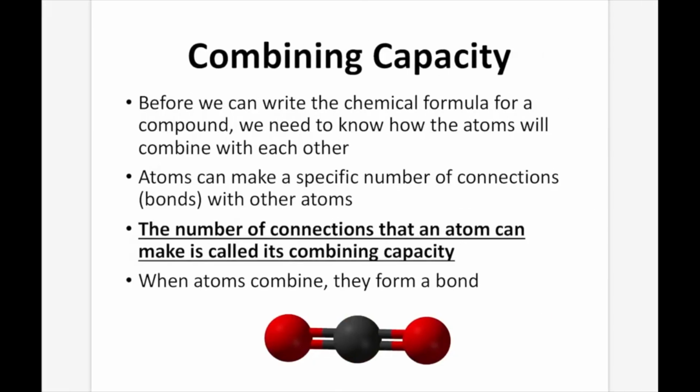Naming compounds. Combining capacity. Before we can write the chemical formula for a compound, we need to know how the atoms will combine with each other. Atoms can make a specific number of connections, bonds, with other atoms. The number of connections that an atom can make is called the combining capacity. When atoms combine, they form a bond. In this case, we have a bond here and a bond here. This is an example of carbon dioxide. That's the carbon, that's the oxygen, and that's the other oxygen.